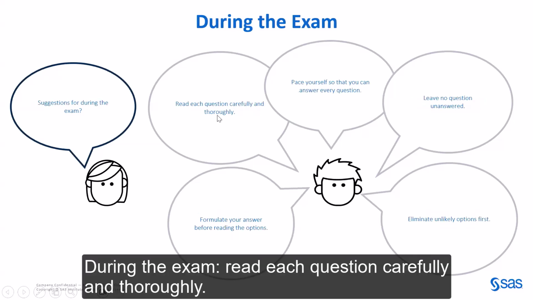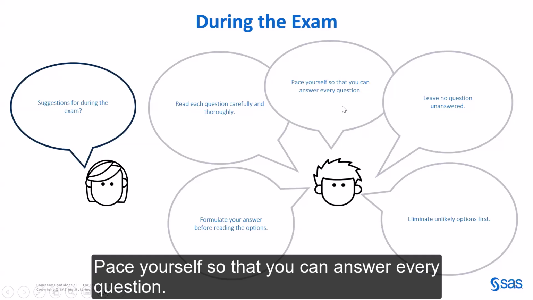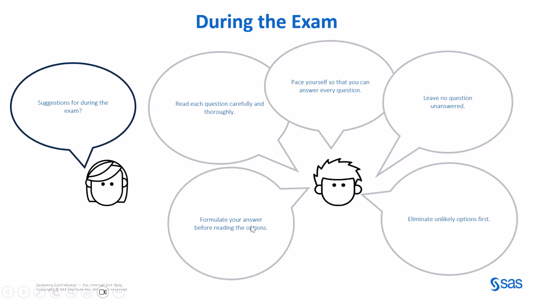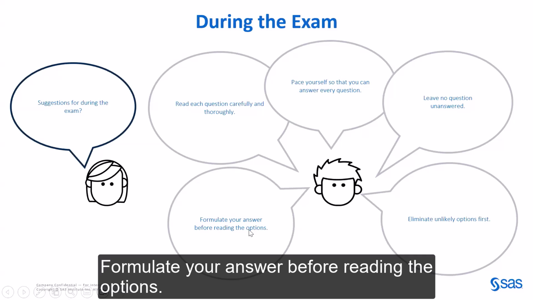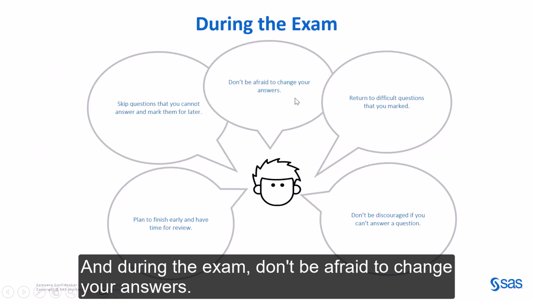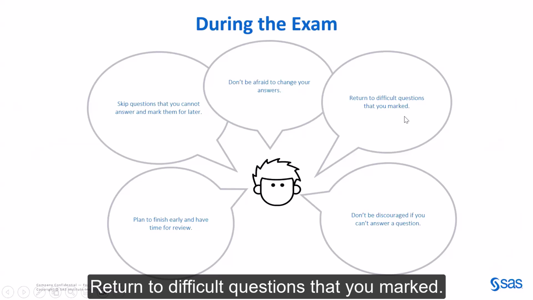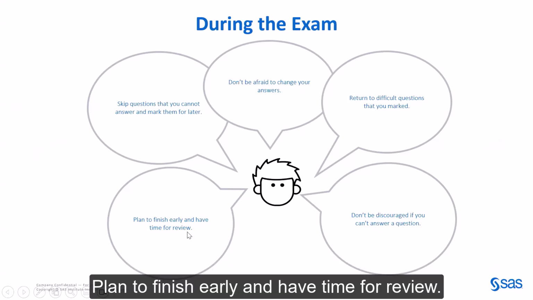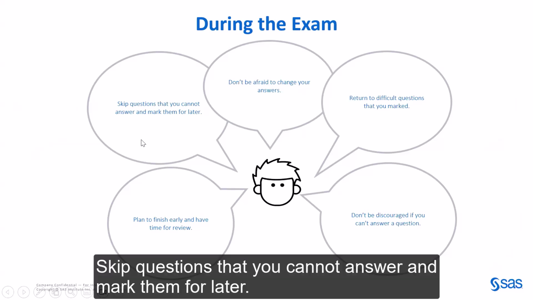During the exam, read each question carefully and thoroughly. Pace yourself so that you can answer every question. Leave no question unanswered. Eliminate unlikely options first. Formulate your answer before reading the options. And during the exam, don't be afraid to change your answers. Return to difficult questions that you marked. Don't be discouraged if you can't answer a question. Plan to finish early and have time for review. Skip questions that you cannot answer and mark them for later.